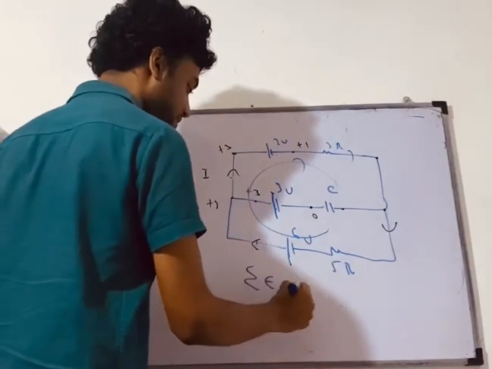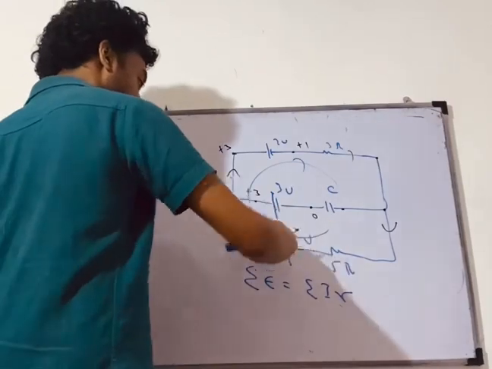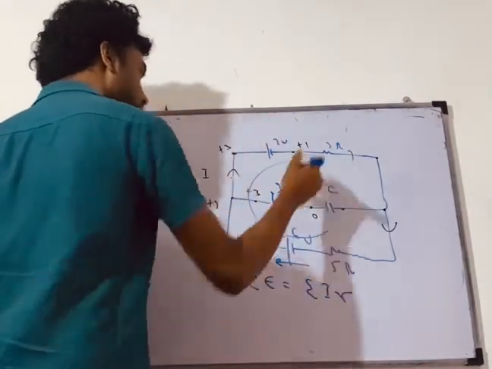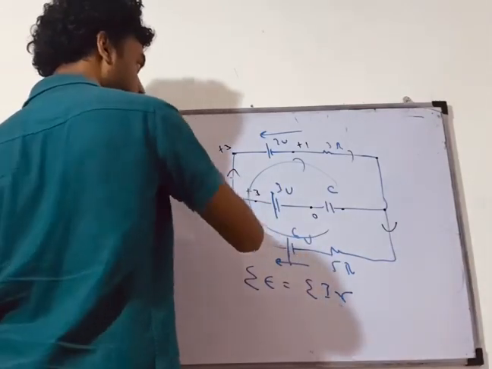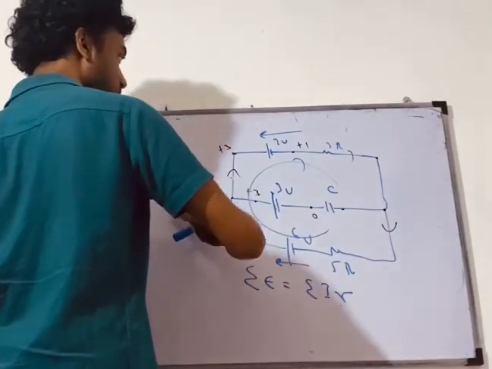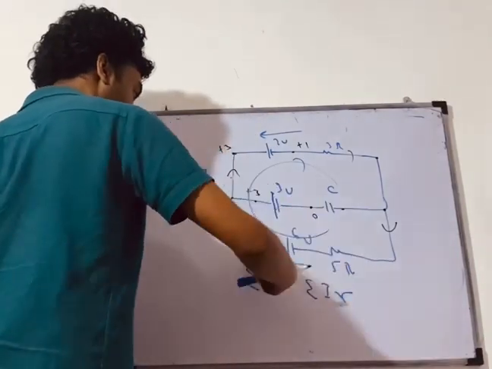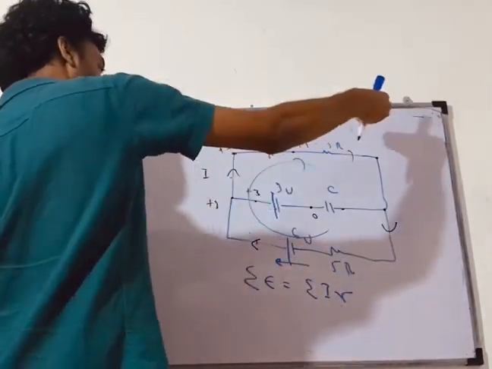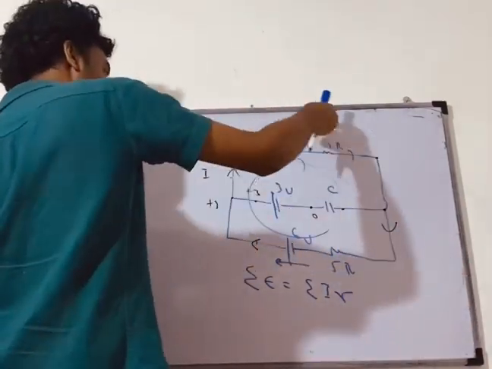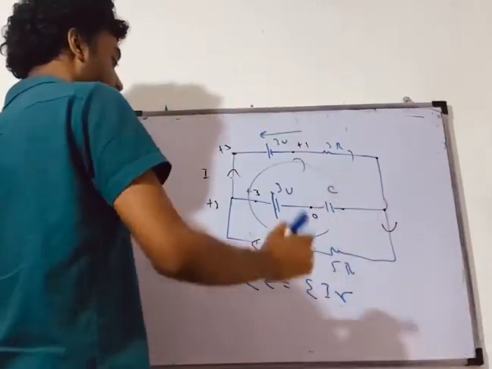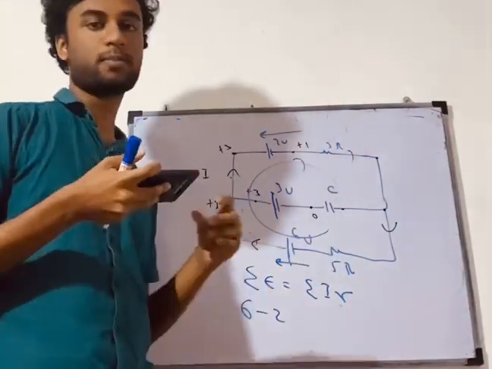Sigma E is equal to what? Sigma IR. What's sigma E? So I have 6 volts in this direction, 2 volts in this direction, 6 volts in this direction, 6 volts in this direction, 2 volts in this direction. So 6 volts is trying to send the current in this direction, 2 volts is trying to send the current in that direction. So it's like clockwise here and anti-clockwise there. Then 6 minus 2 gives you sigma E, because they're in opposite directions.